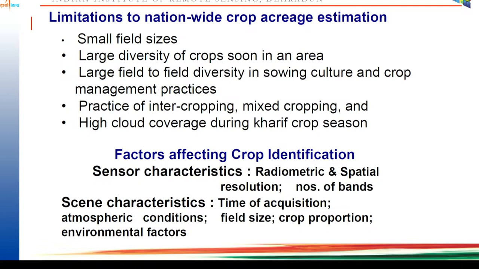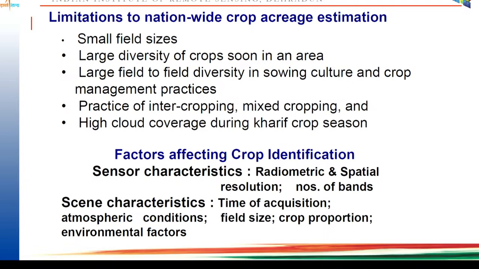But limitations are also there. Small field size in India, large diversity of crops sown, large field to field diversity in sowing culture. That means the time of sowing varies. In Haryana and Punjab, wheat crop is sown in November, but in Himachal and Uttarakhand, it is sown in January also. So there is a lot of variation in the time of sowing, which results in variation in the attainment of different stages.